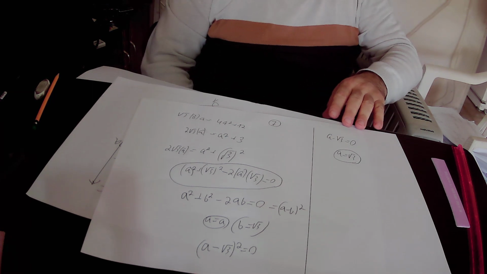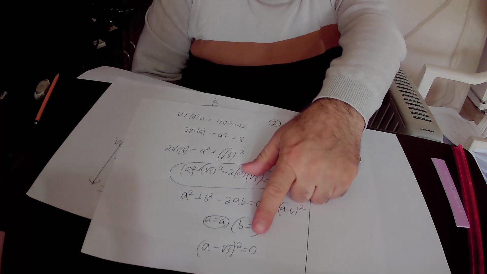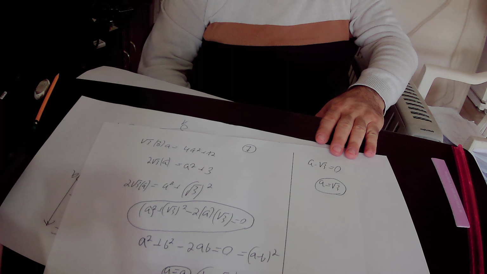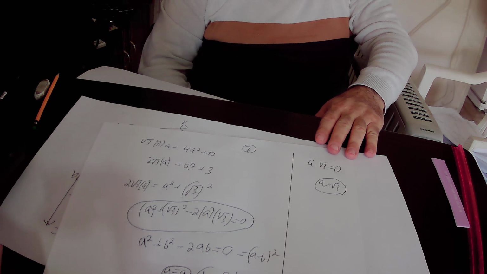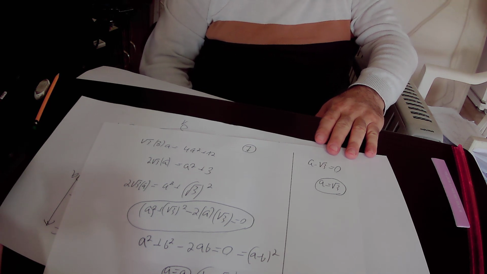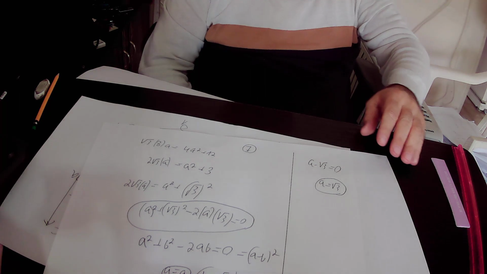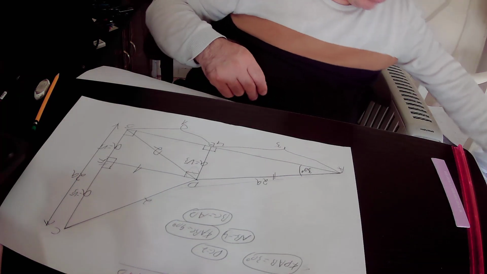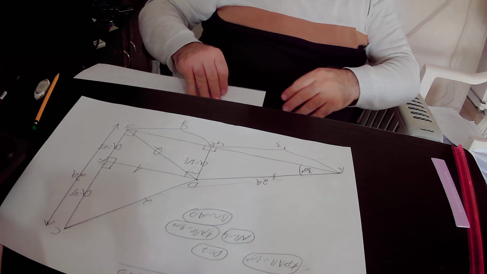We will take a root out of this equation and we get that a minus square root of 3 square equals to 0. We added square root of 3 to this equation and we got that a equals to square root of 3 units. So we found out that a equals to square root of 3 units.